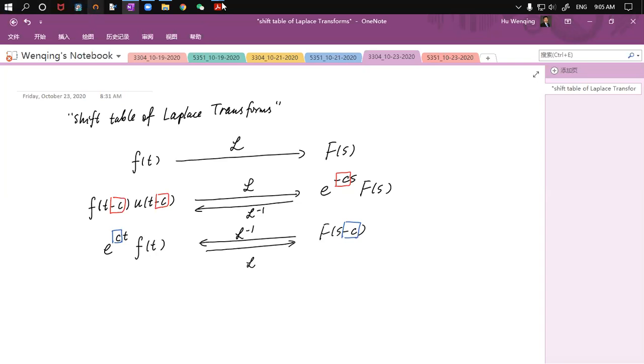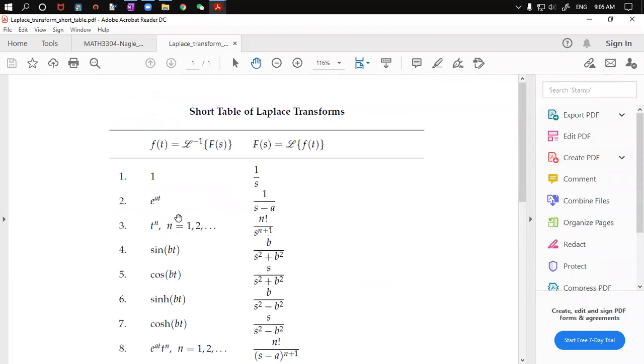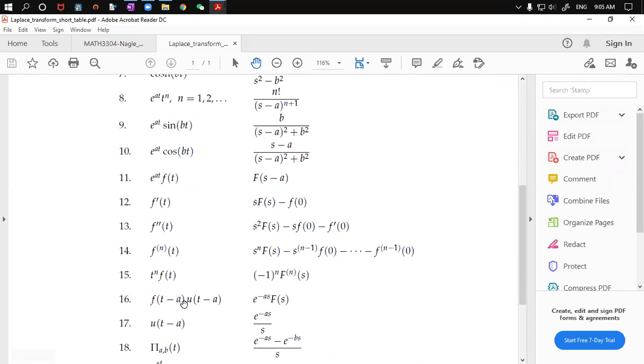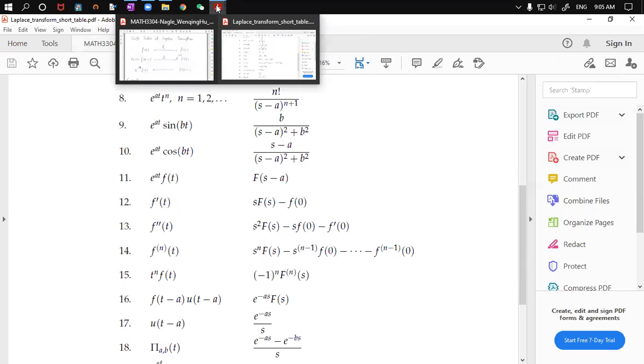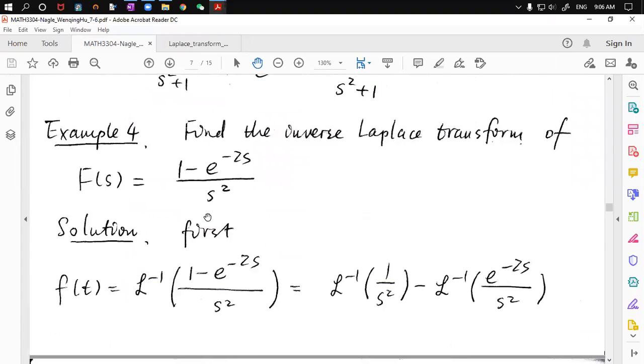Now let me also remind you that this shift table appears in the table of Laplace transforms that you can find on your student resources. Especially line 11 is the backward shift: you shift the image, you work with the pre-image. And line 16 is the forward shift: you shift the pre-image and want to do an exponential shift on the image.